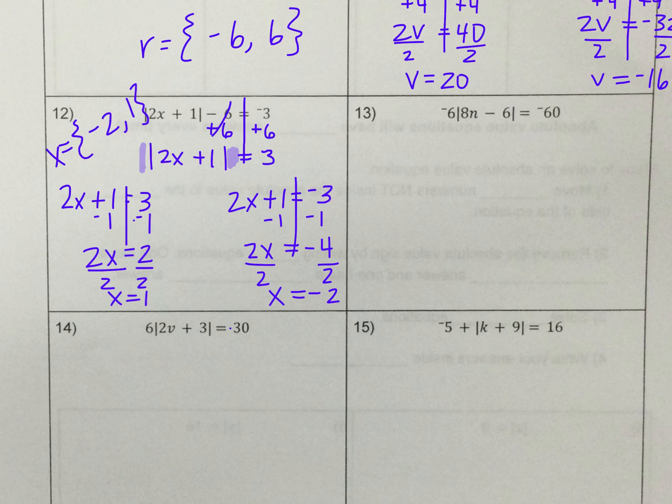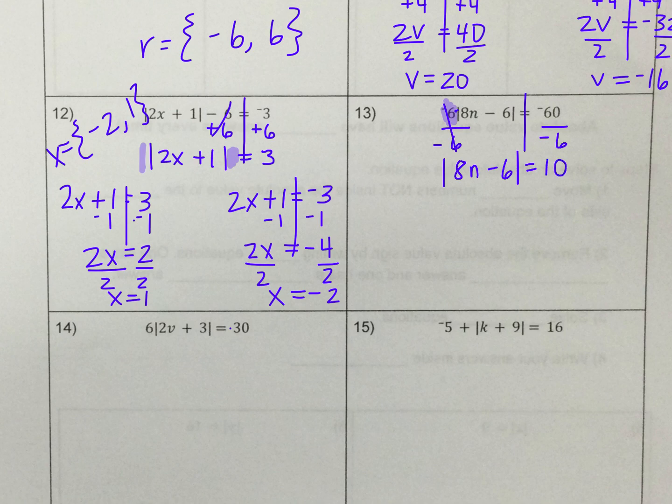13. All right, I have a visitor over here on this side. I have to get that negative 6 to leave before I can get this guy out of jail. Well, I know that between the negative 6 and the absolute value sign, it's being multiplied when I don't see anything. So what's the opposite of multiply? It's divide. So now I have the absolute value of 8n minus 6 equals negative 60 divided by negative 6 is 10.